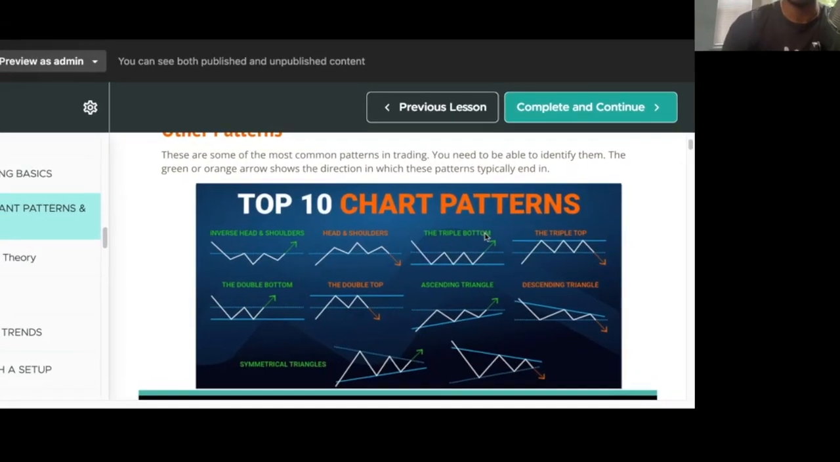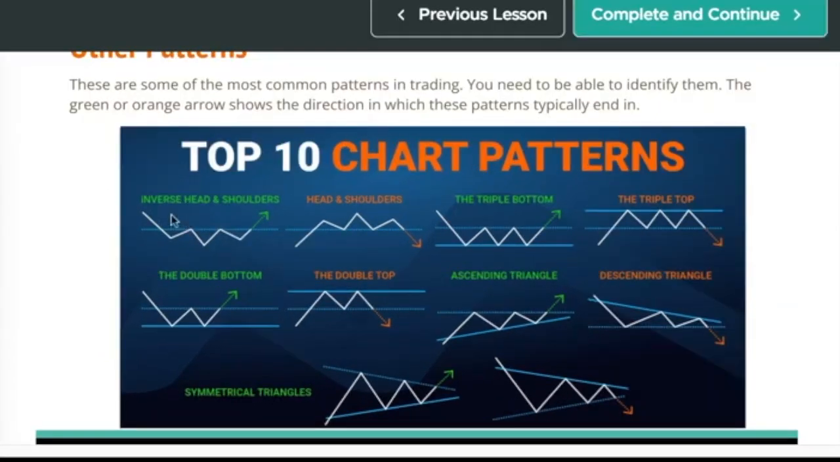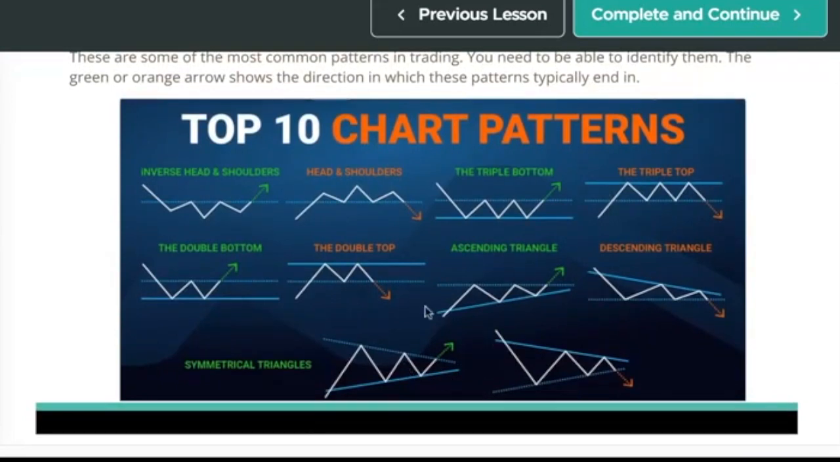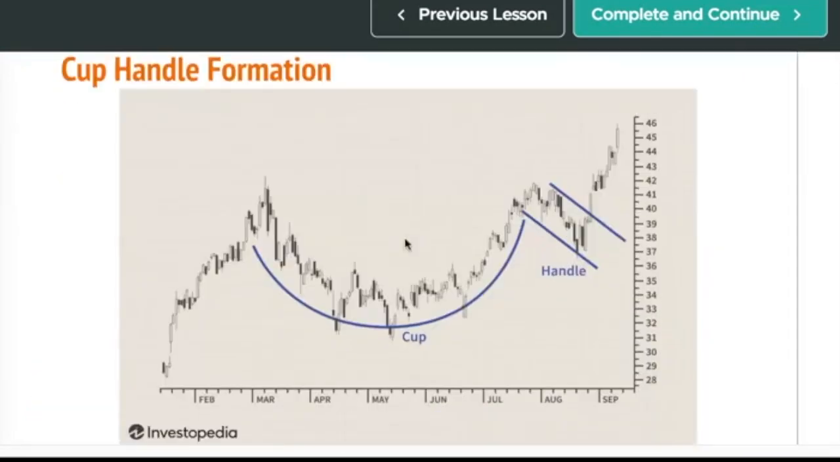Some of the patterns that you're going to need to know that you'll see quite a bit are going to be the head and shoulders pattern. Basically the inverse head and shoulders is very bullish, while the head and shoulders is very bearish. And some of these other patterns are other patterns that you might want to take a look at and just kind of memorize.